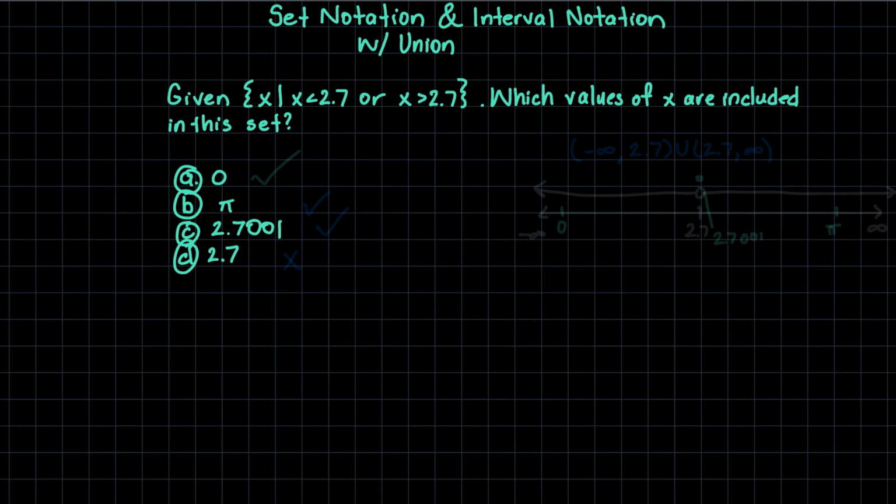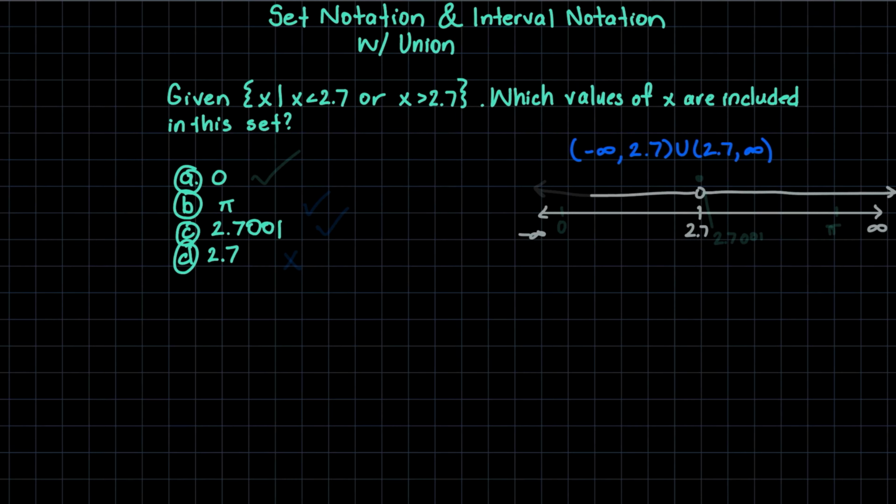Okay, we've got a new set, x such that x is less than 2.7 or x is greater than 2.7. Remember, I discussed this just means all real numbers except 2.7. On our number line, we have a hole at 2.7. Everything to the right is included. Everything to the left is included.